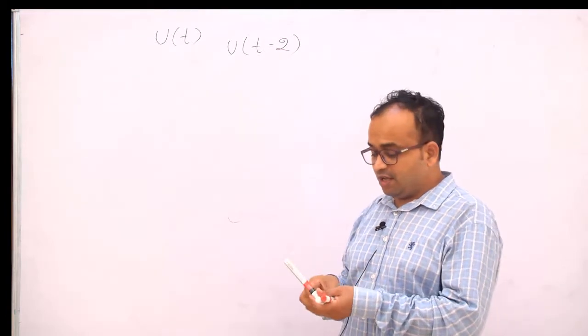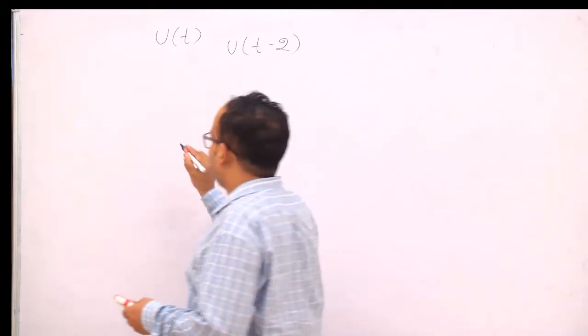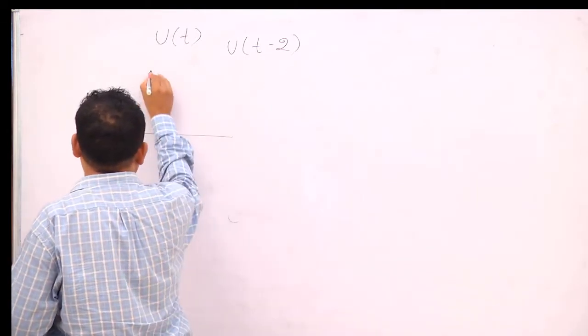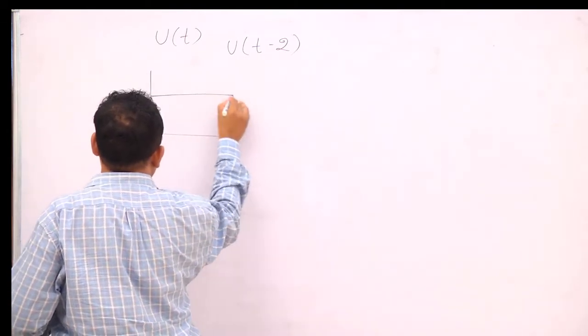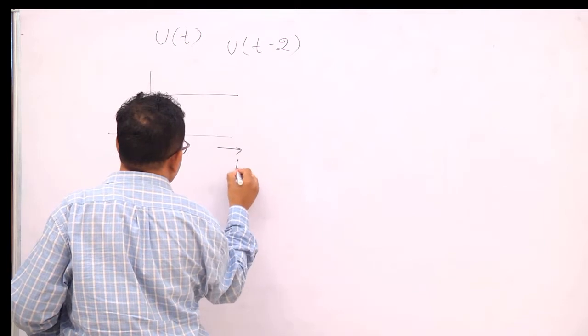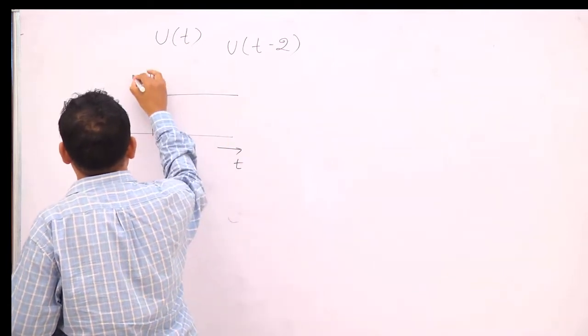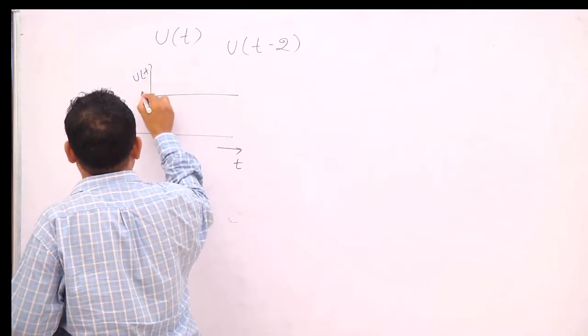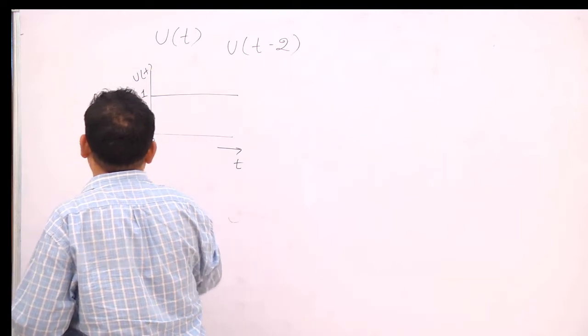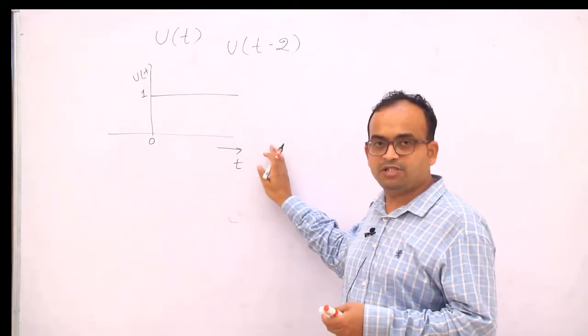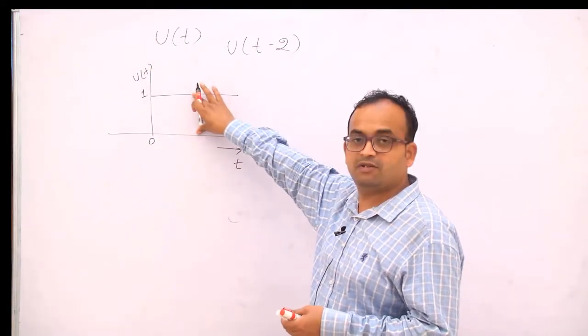So now everyone knows what u of t is. I have discussed these things in the previous classes. This is u of t. This is your time axis. This is amplitude. For u of t, the value is 1 when the value of t is greater than or equal to 0, we are finding the amplitude is equal to 1.